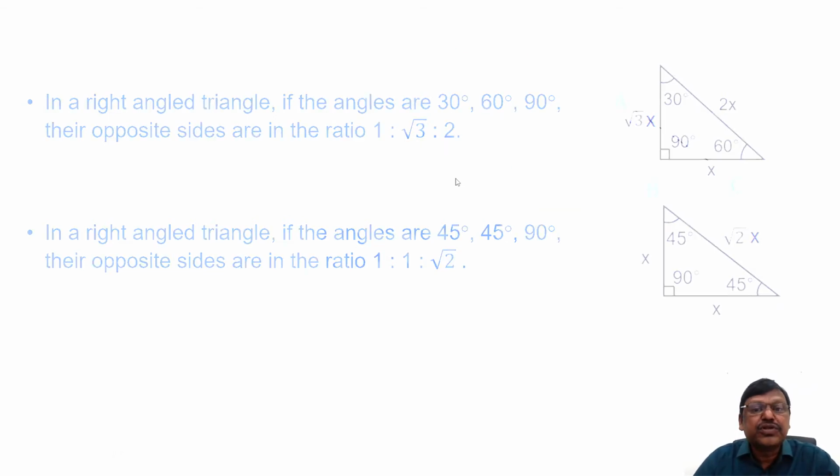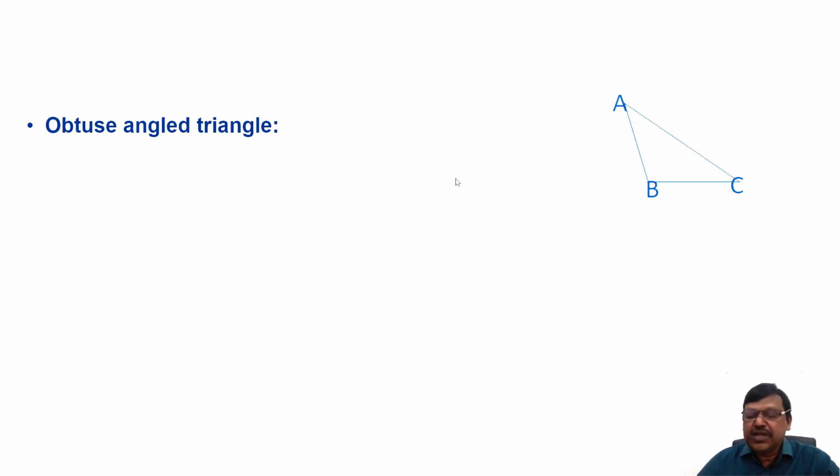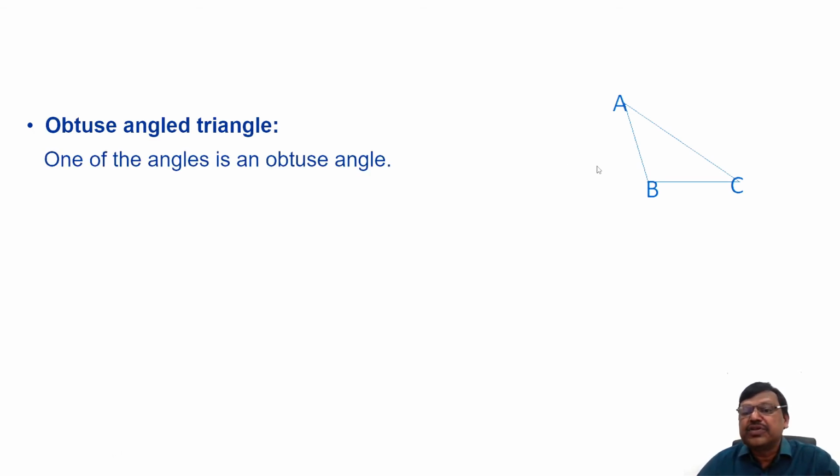The next one is obtuse angle triangle. In obtuse angle triangle, one of the angles is an obtuse angle. Obtuse angle means it should be more than 90 degrees. Of course, less than 180 degrees. Now, here the important point is AC square is greater than AB square plus BC square.